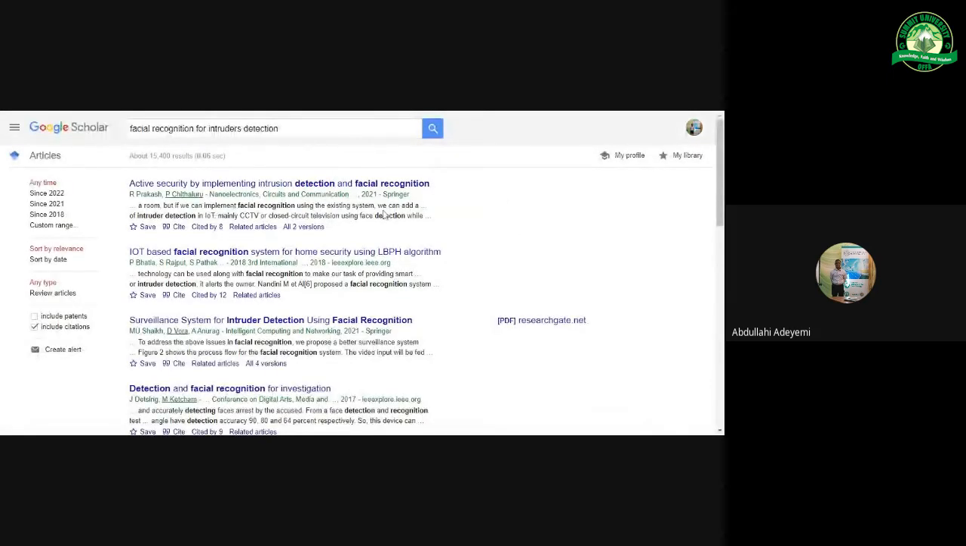Okay, so our first result here is Active Security by Implementing Intrusion Detection and Facial Recognition. So let's try and open it. Open link in a new tab.